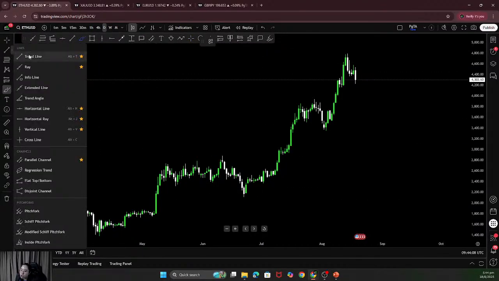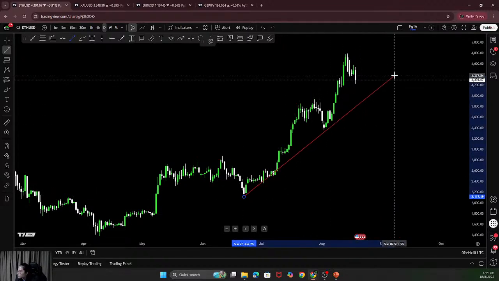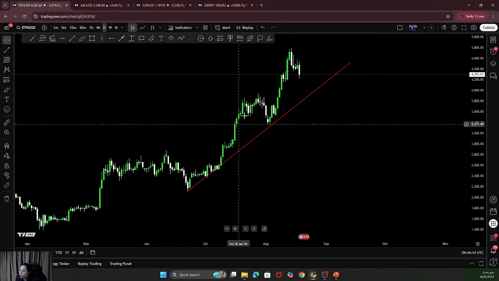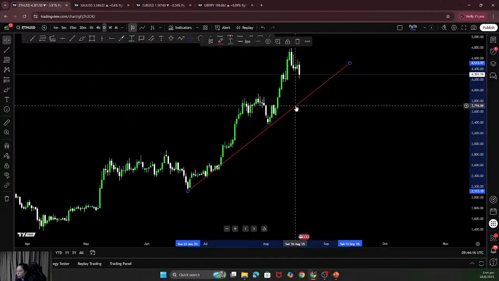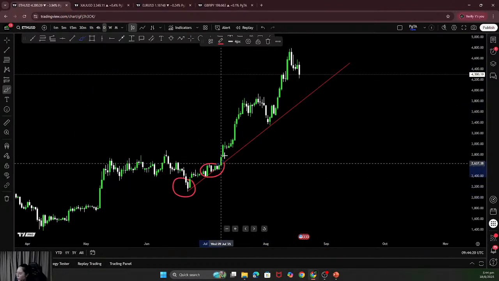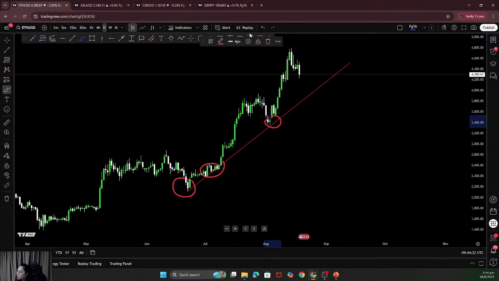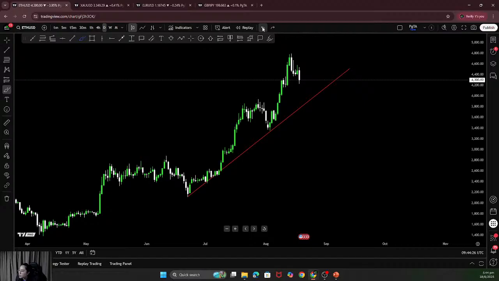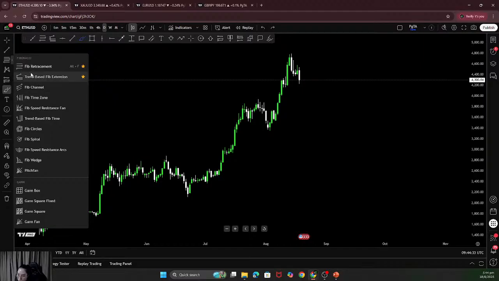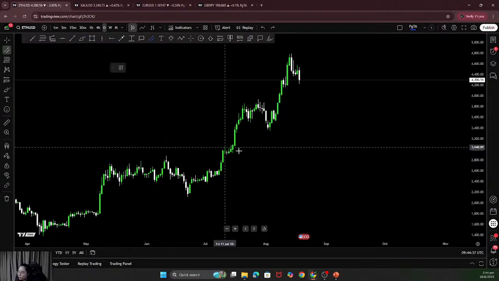Like I said, the cheat sheet was to look for a trend line or a channel. A trend line would require 3 touches. In this case, it's 1, 2, and this barely touches, but I guess I would count it as a touch. Okay, 3 touches. If not, you want to look for a channel. Where is the horizontal channel? Not fib channel. There you go, parallel channel.